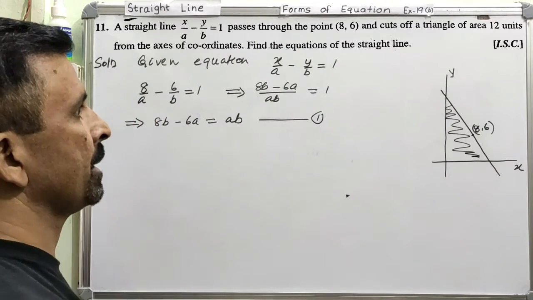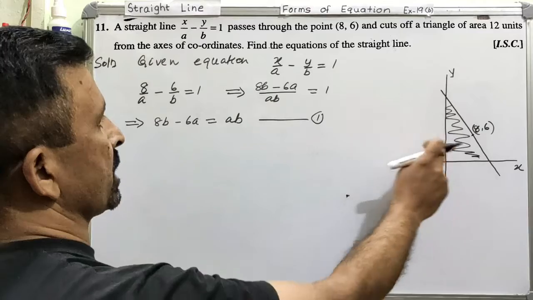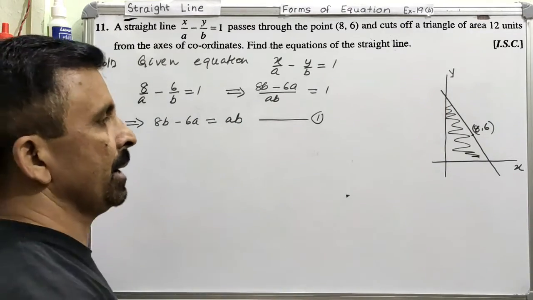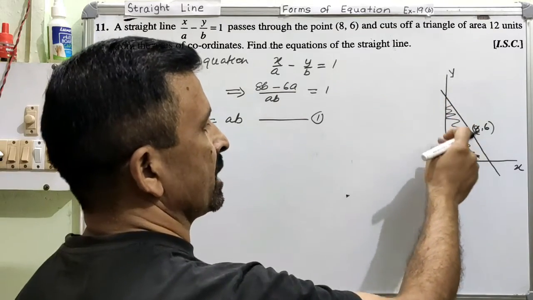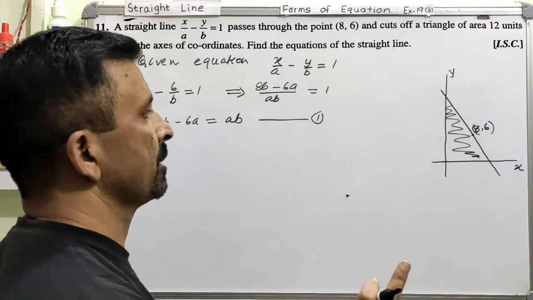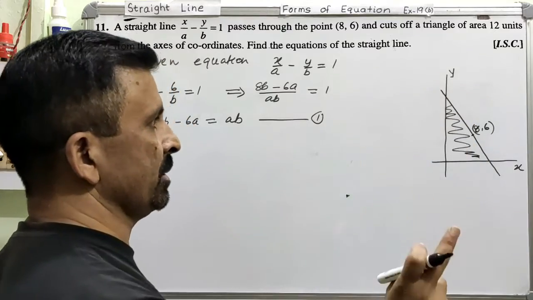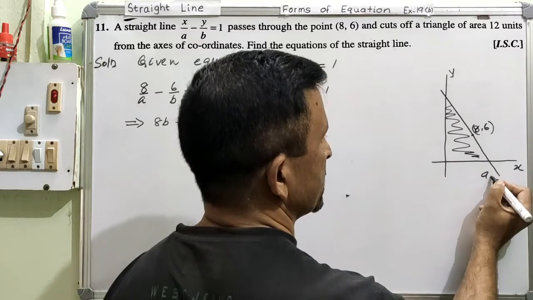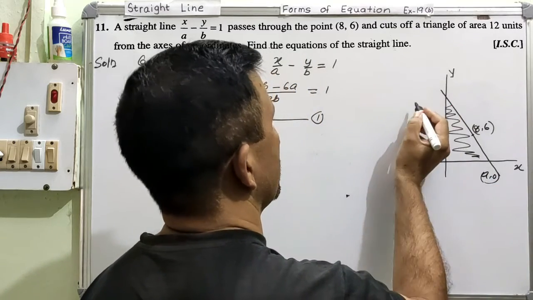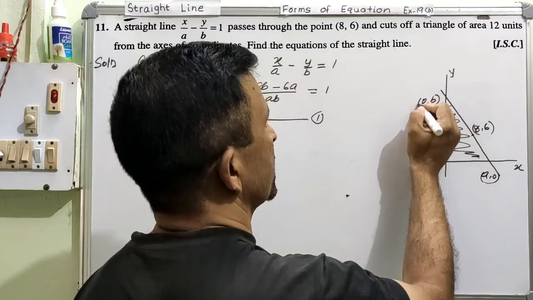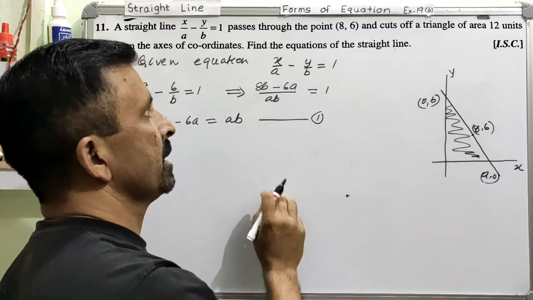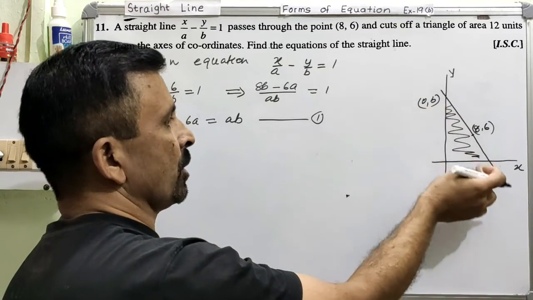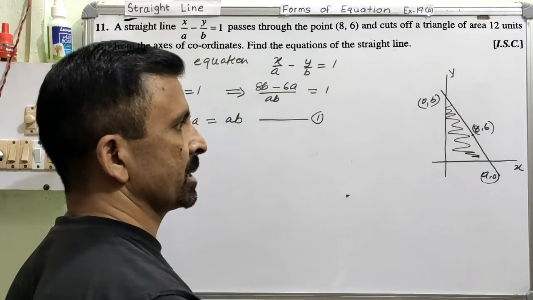Is this very clear? Now, you can try to write the equation of this one, but this equation is not complete because it is in the form of ab. Now, according to the question, the area of this triangle is 12 units. Now, from this formula, the coordinate of this point will be (a, 0) and the coordinate of this point will be (0, b). This we can know from this equation, right? This is the x-intercept and this is the y-intercept. So with this, we are able to write down the coordinates of these two intercepts.